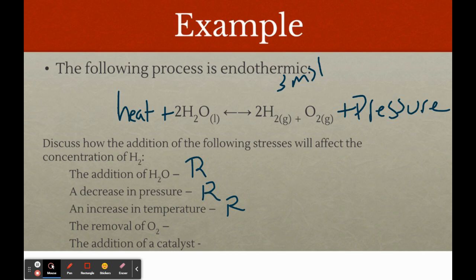The removal of O2 is on the right side, so remember remove equals towards, so if you remove O2, the reaction will shift to the right as well. And then the addition of a catalyst will not have any effect on equilibrium. So in your packet, there's some practice for you to go ahead and work on. Let me know if you need help.